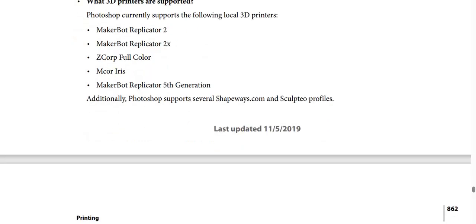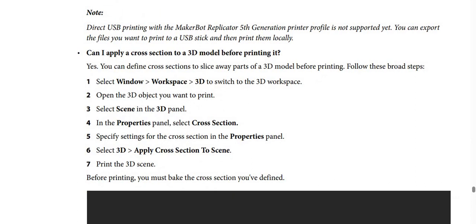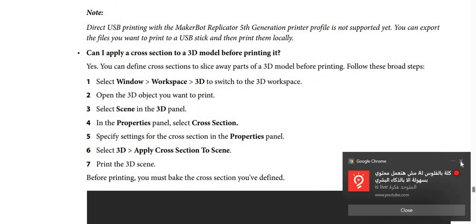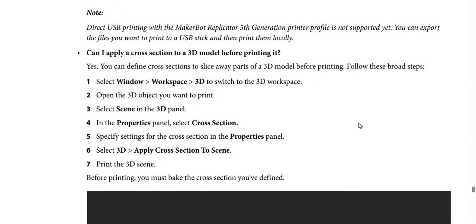And additionally, Photoshop supports several cheapways.com and Sculpteo profiles. And please note and be careful here now. Direct USB printing with the MakerBot Replicator 5th Generation printer profile is not supported yet, and you can export the files you want to print to a USB stick and then print them locally.